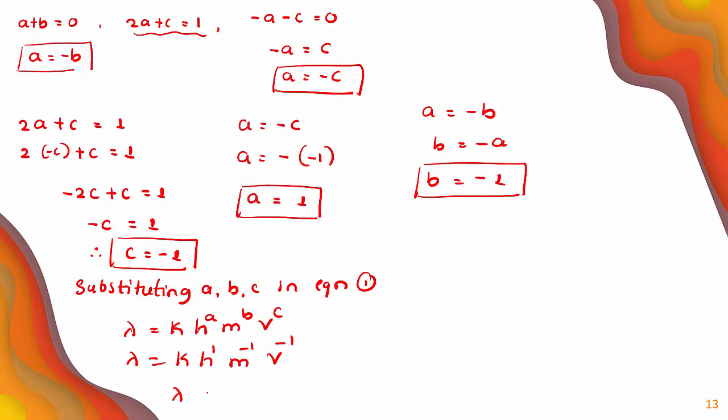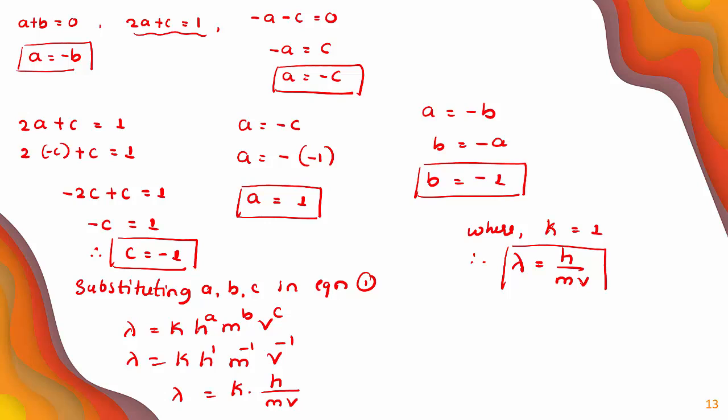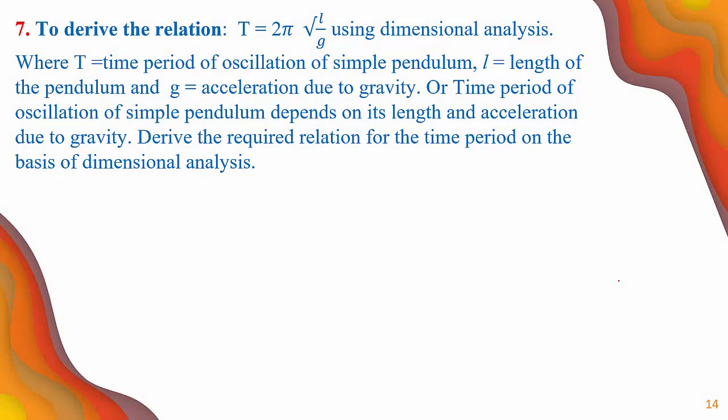Or we can write lambda equal to k, keep as it is, h divided by mv. M raised to minus 1 and v raised to minus 1 we can take directly to the denominator. So this is the final equation. What is the value of k experimentally? K equal to 1. Therefore, lambda equal to h divided by mv. This is the required relation. Is it clear? Then, come to the 7th example.